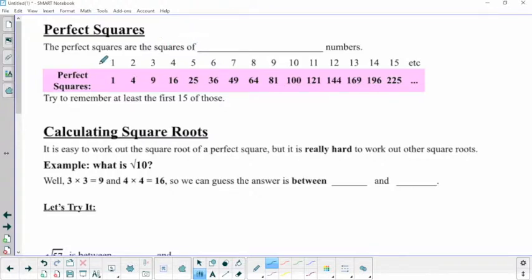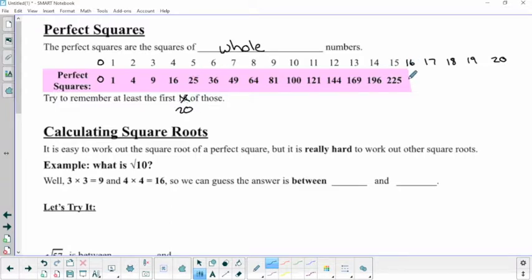Perfect squares. I should add in 0 here, sorry. Perfect squares are the squares of whole numbers, starting with 0 and going up. Let's add 16, 17, 18, 19, and 20. If you know these perfect squares quickly, it's easy to go backwards to figure out what's the square root of 36.